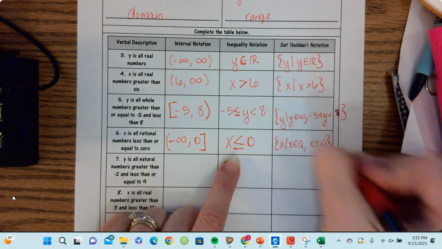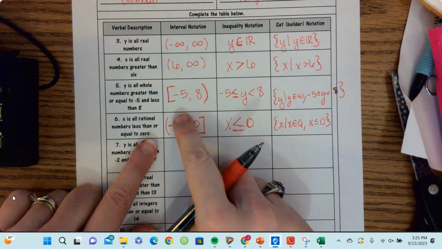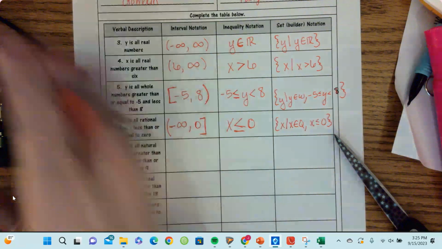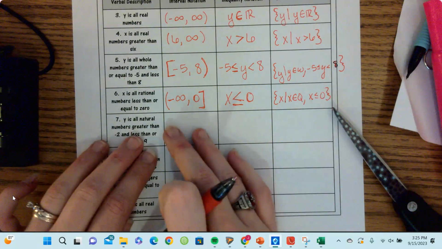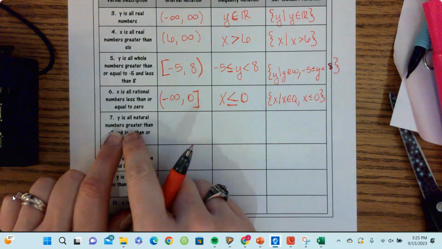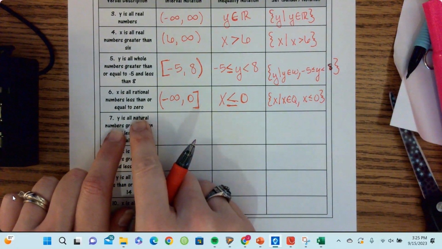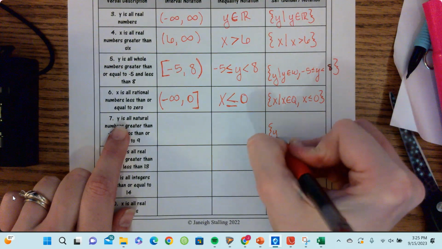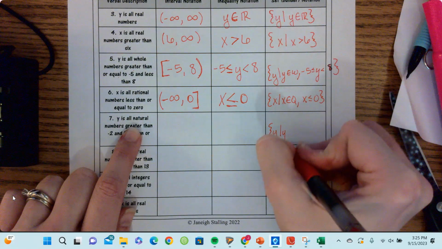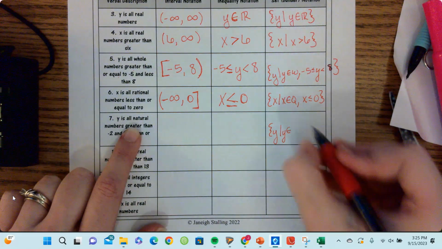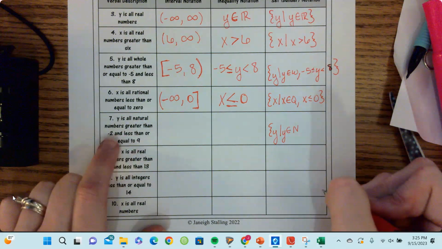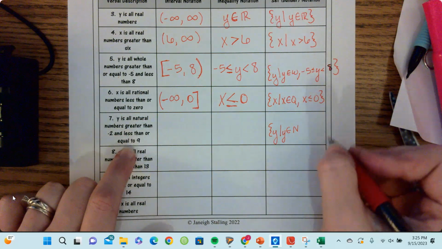All right, so here's what I'm going to do on the last. I'm going to write the set notation for you. Okay? You have to go back and do the other ones because knowing what the symbols are is hard for you guys. So we're talking about y here. Y is a member of the set of natural numbers greater than -2 and less than or equal to 9.